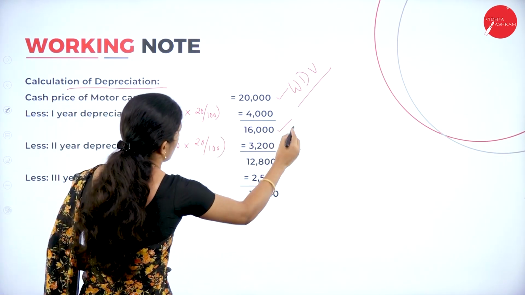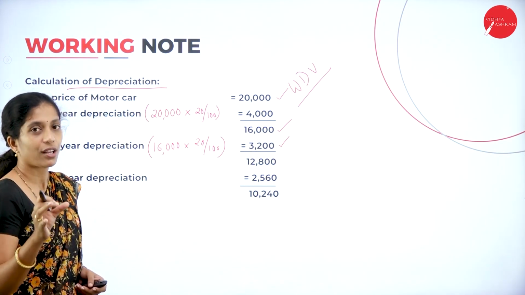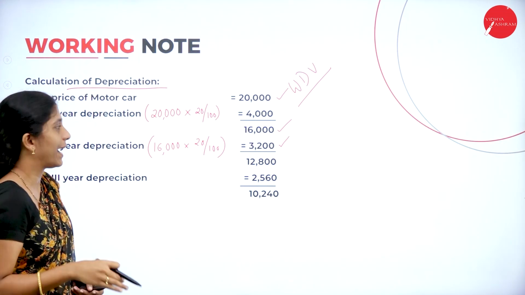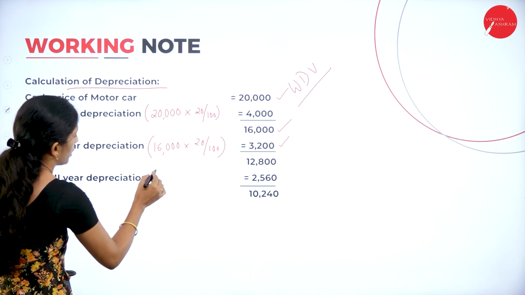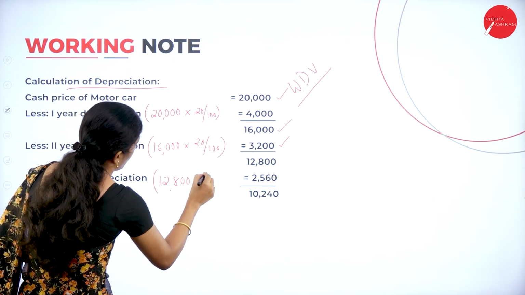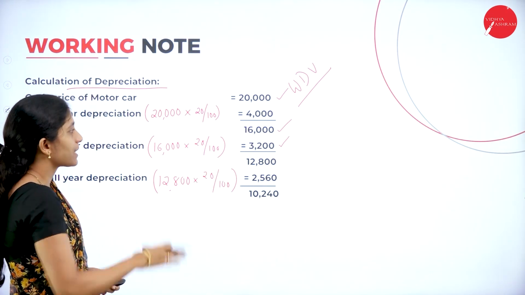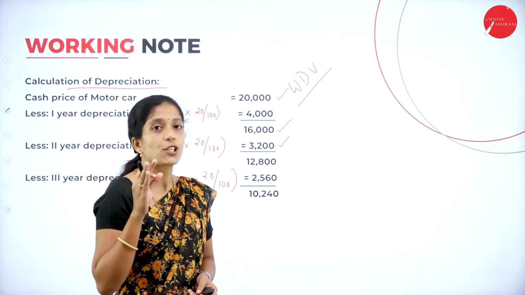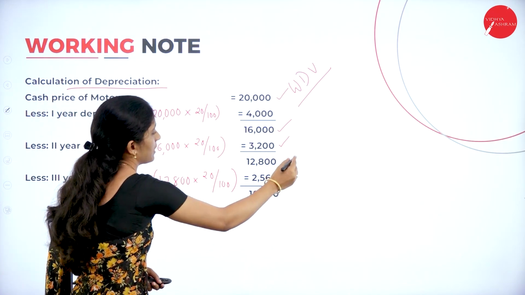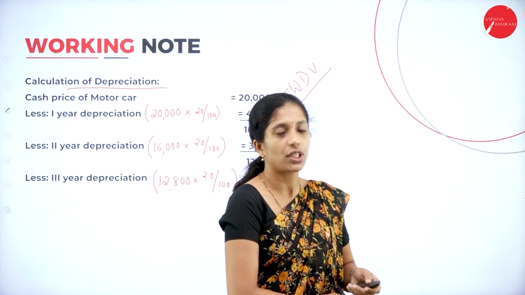So we'll get 3,200. Why are we calculating on this reduced amount? Because we are going to calculate depreciation on the written down value method or diminishing value method. For third year depreciation, if you deduct this, you will get 12,800 into 20 divided by 100. So we will get 2,560. Since they have asked us to calculate depreciation only for 3 years, we are done with this. So third year depreciation is how much? 2,560. Now we shall directly move on to the ledger accounts.